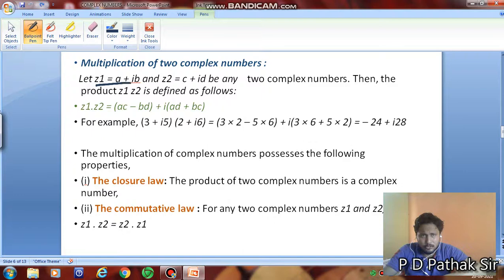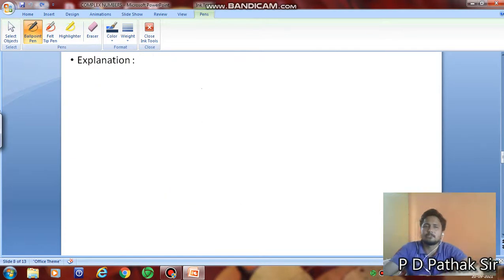Let z1 equals a plus iota b, z2 equals c plus iota d. Then the multiplication of z1 and z2 is defined as (ac minus bd) plus iota (ad plus bc). But how? Let's see the explanation of the multiplication of two complex numbers.